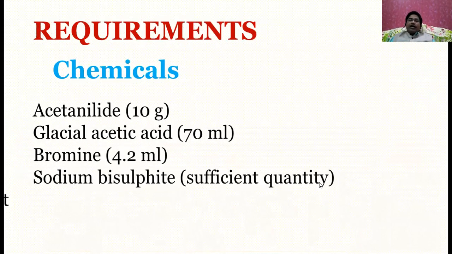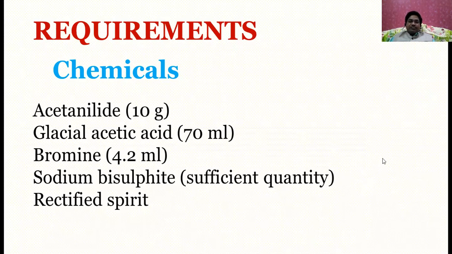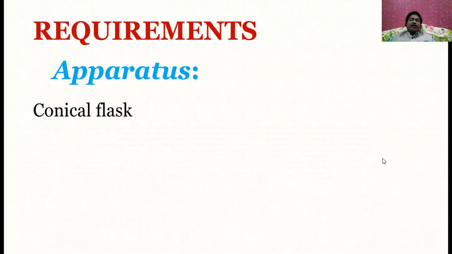One is the acetanilide, 10 grams around, glacial acetic acid about 70 ml, bromine 4.2 ml around, sodium bisulfite, sufficient quantity as we did in the experiment. Another one is the rectified spirit. Let us see what are the apparatus.